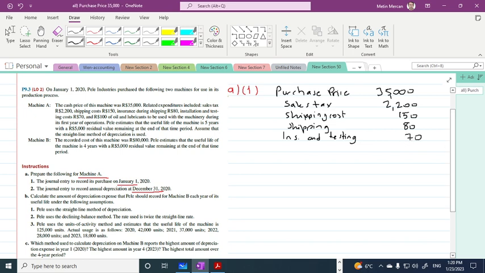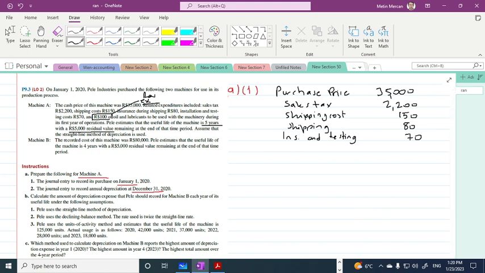$70. $100 of oil and lubricants to be used with the machinery during the first year of depreciation. This is not included, because it will be recorded as an expense, a revenue expense, in the year used, during its first year of operations. The company estimates that the useful life of the machine is 5 years, with a $5,000 residual value remaining at the end of those 5 years. Assume that the straight-line method of depreciation is used.